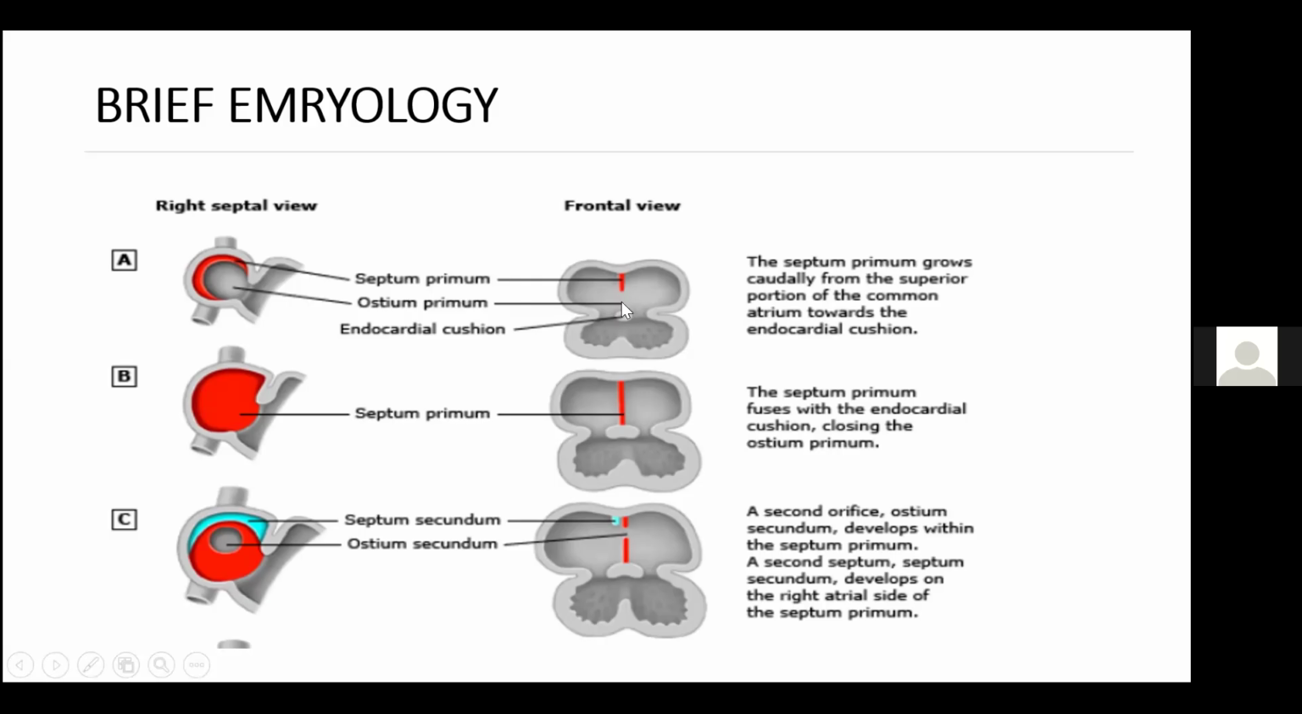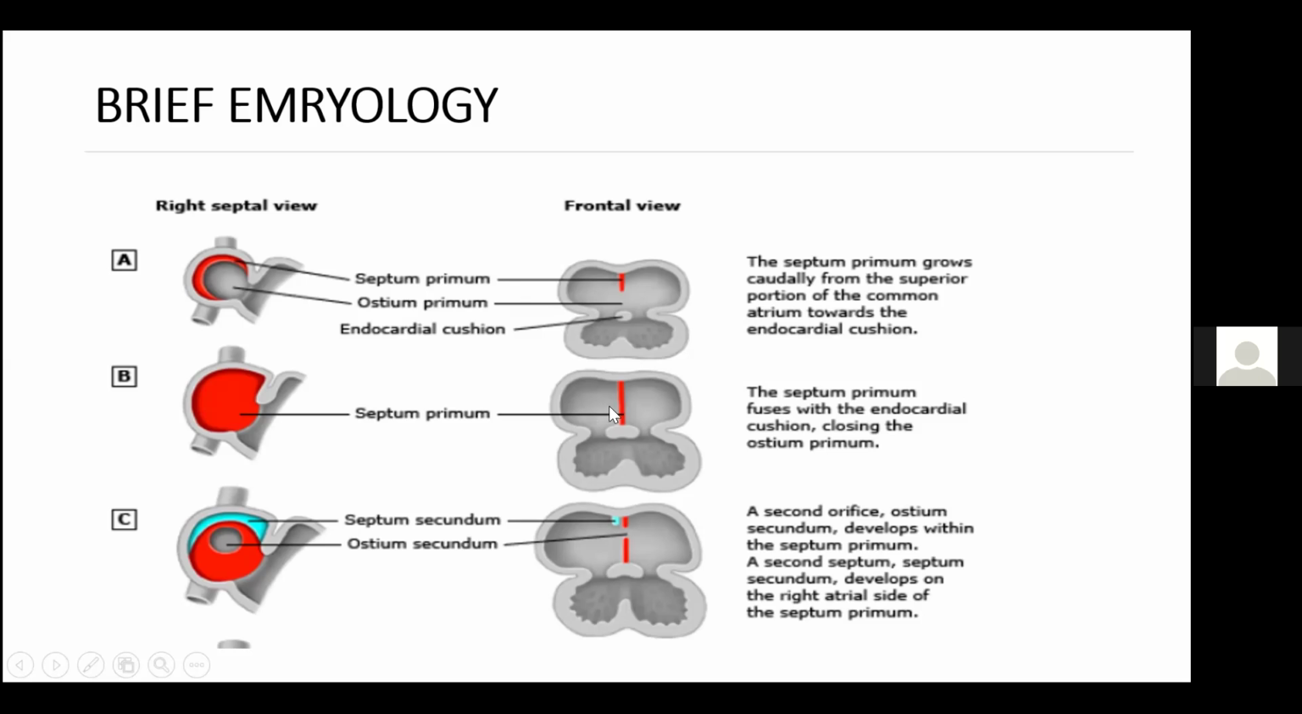This is where my cursor is. So as it grows, it also continues to grow downward until it completes the fusion with the septum intermedium here. And since, as I said, there should be a continuous communication between the right side and the left side, there is a degeneration in the septum primum.